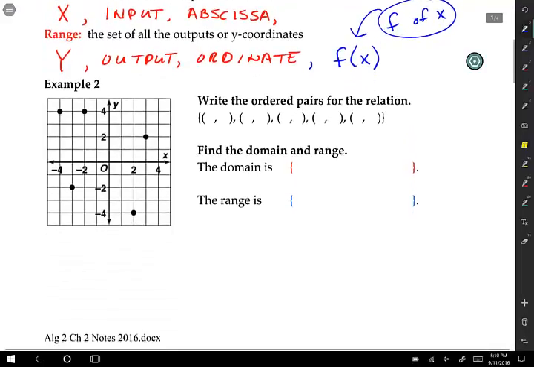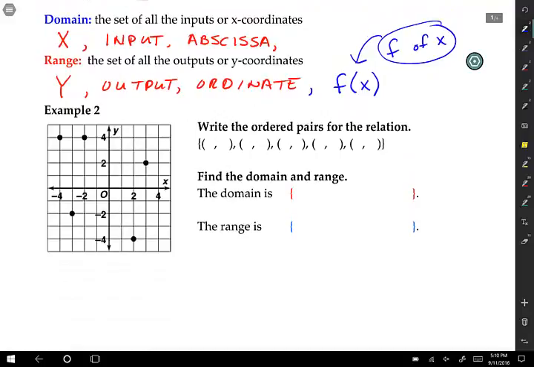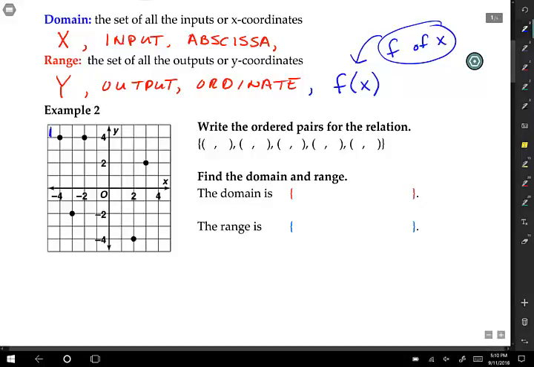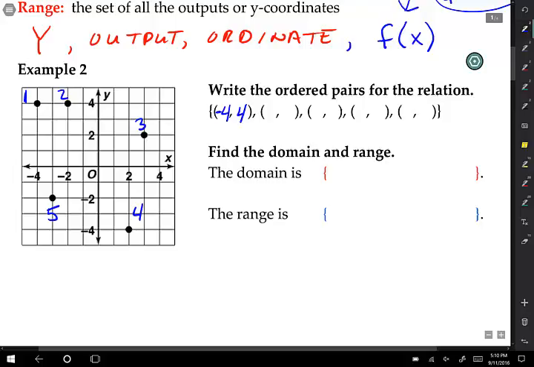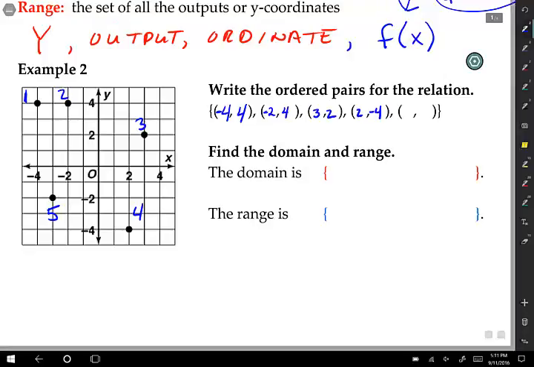Next, down here in example 2, we have a set of ordered pairs, and we're going to write down the different points. We have 5 points here. I'm going to label them 1, 2, 3, 4, 5 in no particular order so we can refer to them. Point number 1 is -4, +4. Point number 2 is -2, +4. Point number 3 is +3, +2. Point number 4 is +2, -4. And point number 5 is -3, -2.